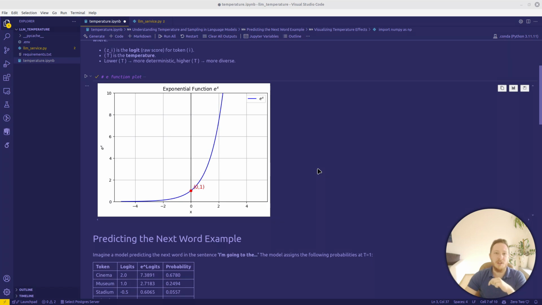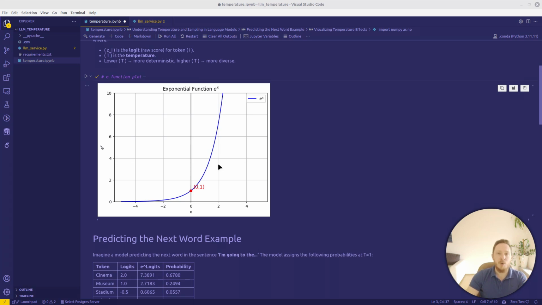Okay, with that we are at the end of the video. What can you take away? I would keep in mind the exponential function. So if you apply a temperature smaller than 1, a larger probability will get an even larger probability, and tokens with a smaller probability will get an even smaller probability.